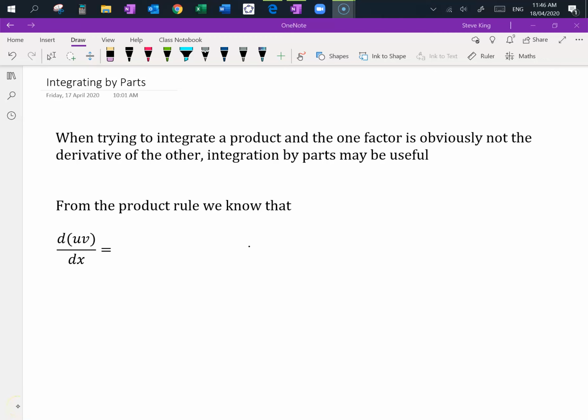Hi, in this video we're looking at integrating by parts. This is the final section of the integration topic, and you'll no doubt be pleased to know. Unfortunately, it's also possibly one of the harder ones that you're going to have to work with.